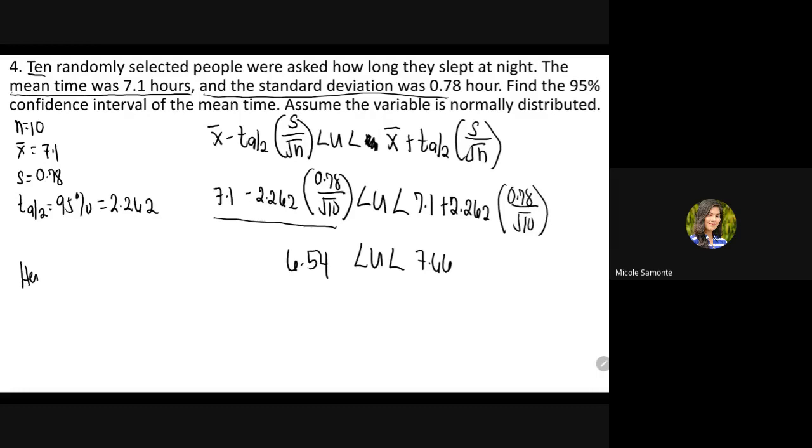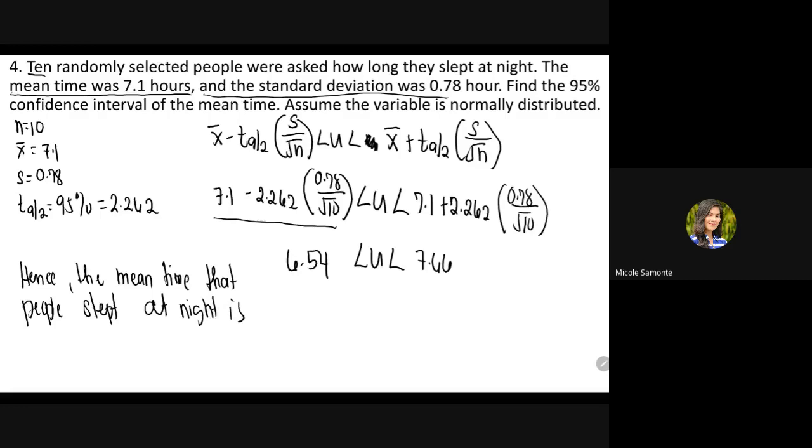So hence, the mean time that people slept at night is greater than 6.54 hours but less than 7.66 hours. Natutulog daw yung mga respondents greater than 6.54 hours but less than 7.66.